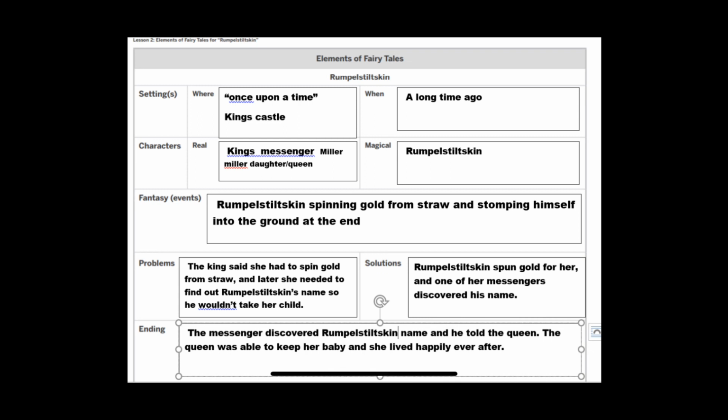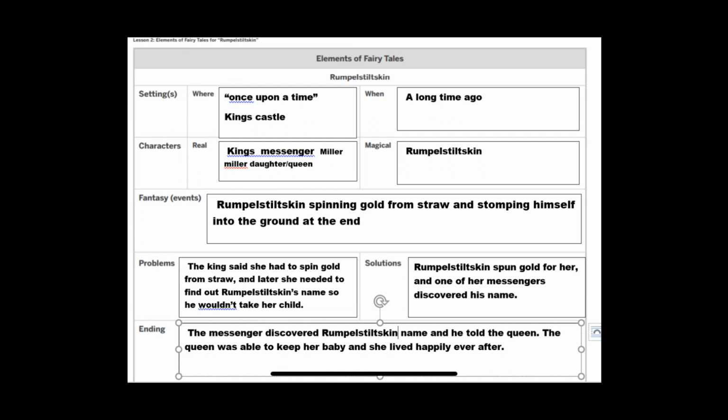Fantasy events. Rumpelstiltskin spinning gold from straw and stomping himself into the ground at the end. These are all things that are made up. The next one, problems. The problem in the story is that the king told the miller's daughter that she had to spin gold from straw. She later found out that if she did not do this, she would be punished.